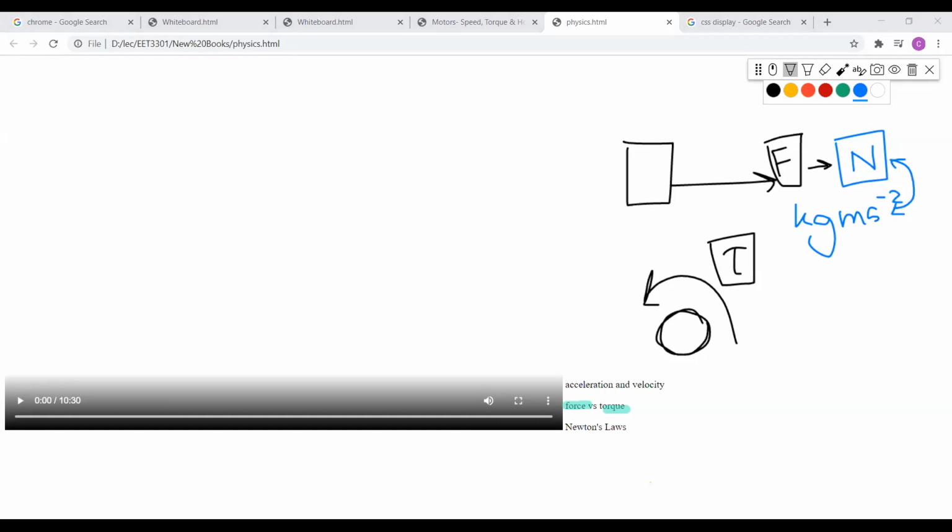Can you guys let me know what is the unit for torque and the spelling for torque? If you cannot remember, this is the spelling. So, torque. Can you guys let me know the unit? Unit for torque. The question is in the chat box. Please send me the unit for torque.